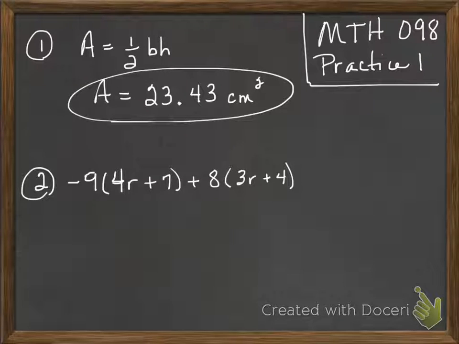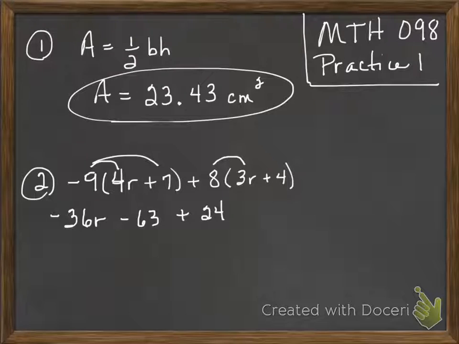And number 2, we're going to distribute, which is the same thing as multiplying the -8, the -9 and the +8, and then we'll end up combining like terms. So we're going to get a -36r, we're going to get a -63, +8 times +3r is a +24r, and +8 times +4 is a +32.